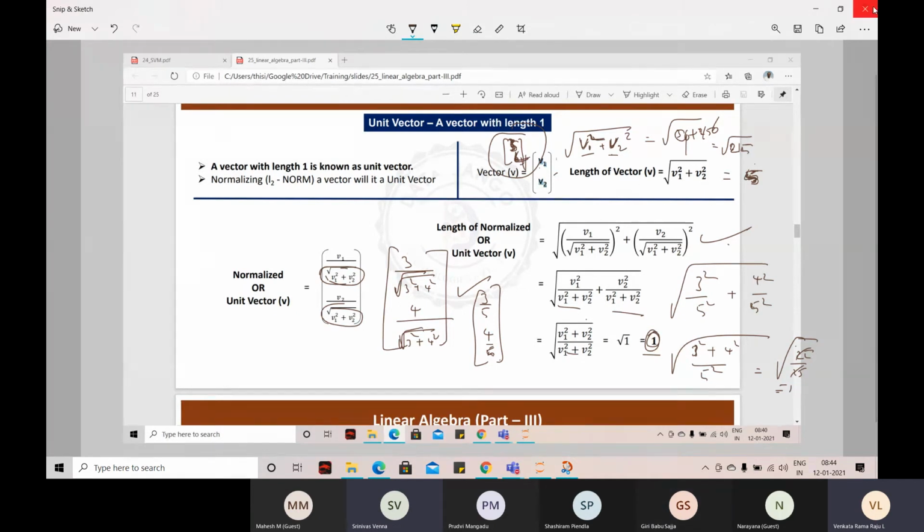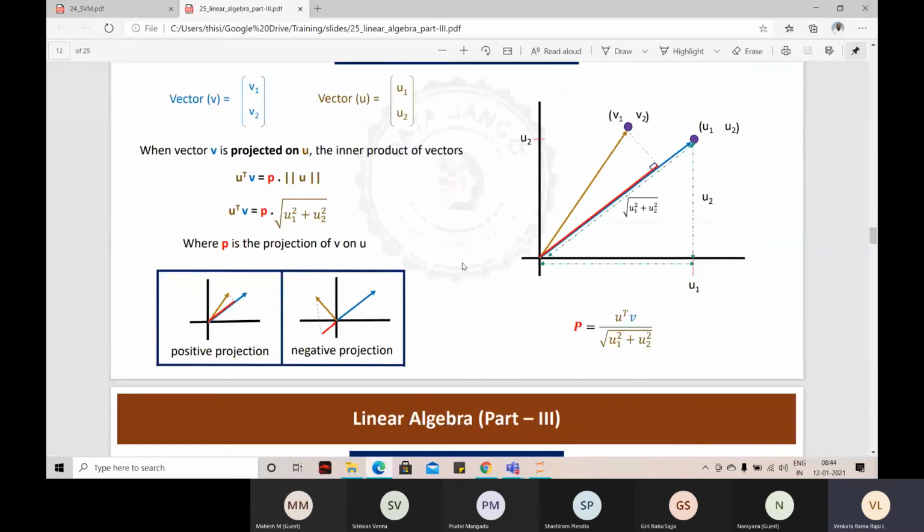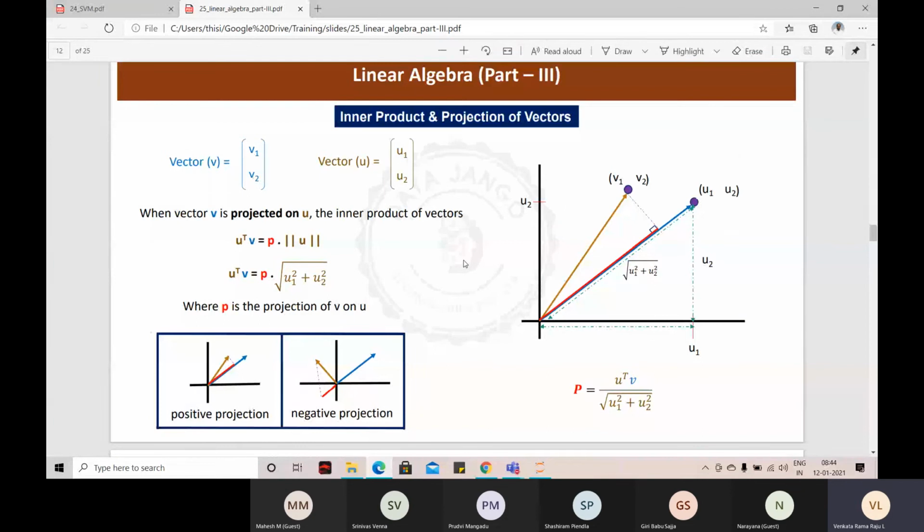That's why I'm stopping here. Unit vector is very important. We'll use it in many places. And then we have seen projections, right? In our SVM, we have seen that projection. You take the weight vector, and then you take the projections of the closest data points, and you take the maximum projection. That's going to be the decision boundary. So how is it going to know whether it is maximum or not, how to calculate projection? This is how it is.